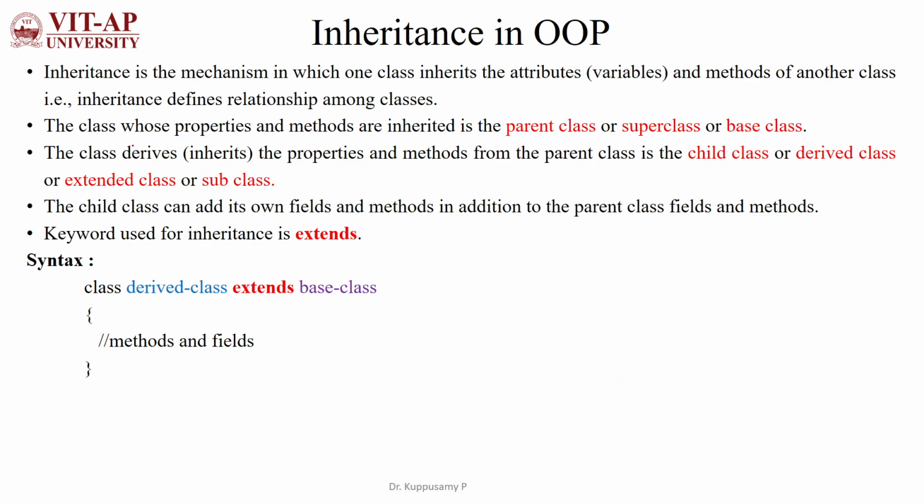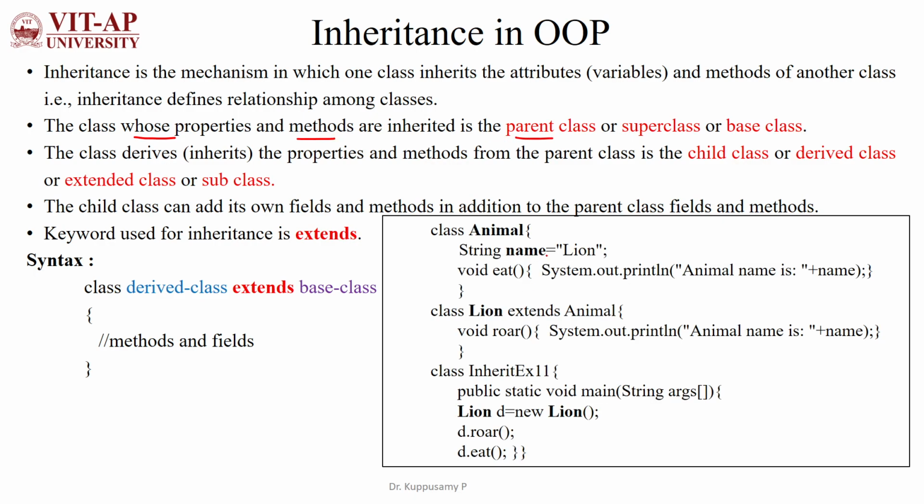Based upon that, the class whose properties and methods are inherited is the parent class. For example, here the variables and methods which are already defined, that class is called the parent class. Another name is super class, another name is base class. The class which is deriving, that means inheriting the properties and methods from the parent class, is the child class.